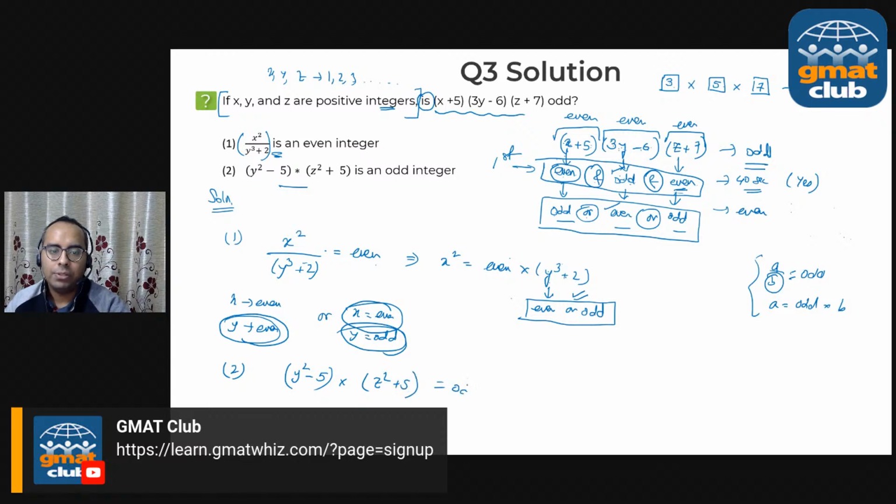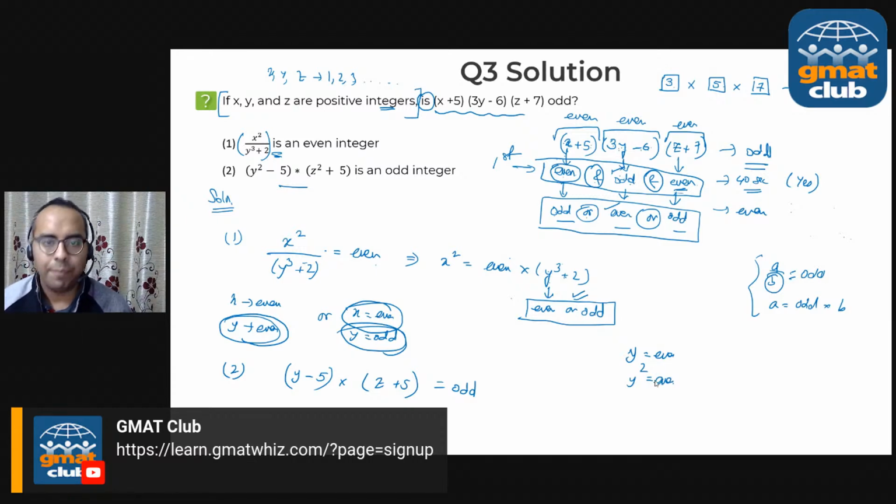The product of this is odd. Now, a lot of you might start solving this, trying to figure out what is possible, what is not possible. This is where the concept of even odd comes into the picture, right? The concept is that the power hardly plays any role in the even odd nature. It doesn't matter what the power is. If y is even, y square will also be even.